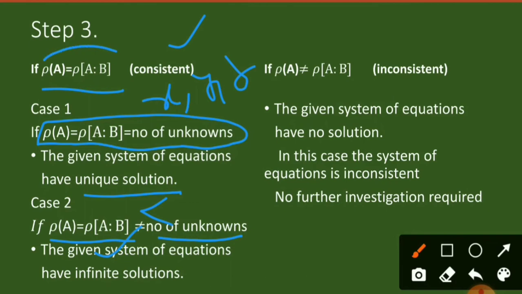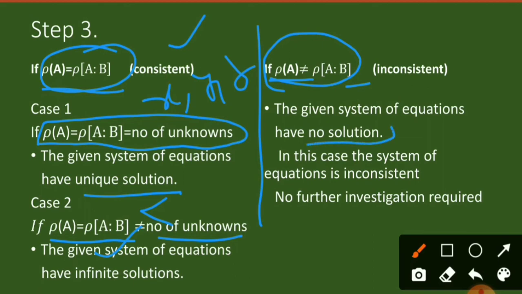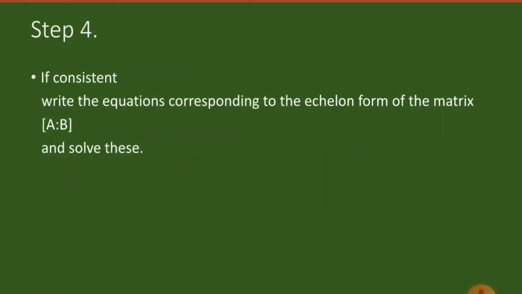So if the ranks of these two matrices are equal, then we will have two cases which need further investigation. But if both the matrices have different ranks, then there is no need for further investigation, because the system of equations in this case will have no solution. There is no possible solution if the ranks are different. Only if the ranks are equal will we proceed further.